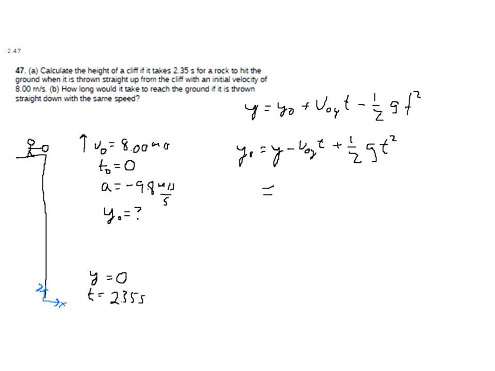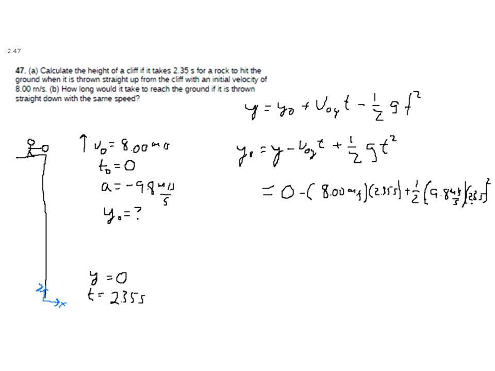So y is 0 minus 8 meters per second times 2.35 seconds plus 1/2 times 9.8 meters per second squared times 2.35 squared. Sorry, I kind of squished things in there.